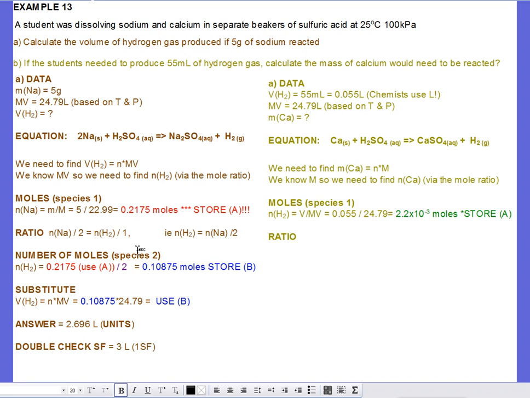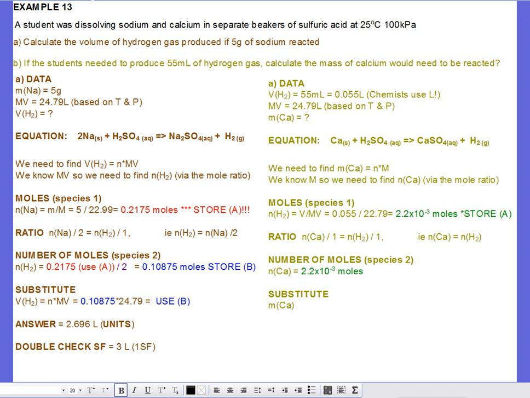I'm going to overwrite that old A, I don't need that anymore, just to practice using my calculator's memory some more. The ratio, looking at our equation here, calcium divided by 1 equals the moles of hydrogen divided by 1, or just the moles of calcium equals the moles of hydrogen, which is nice and easy. So therefore the moles of calcium is just the same as hydrogen, 2.2 by 10 to the minus 3 moles.